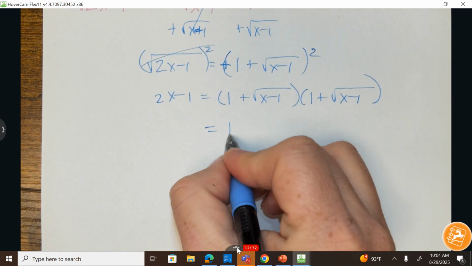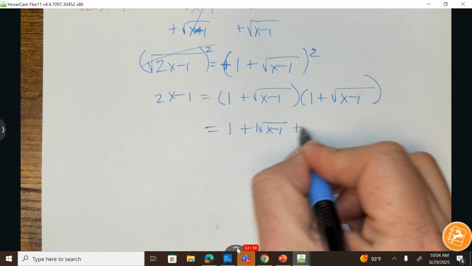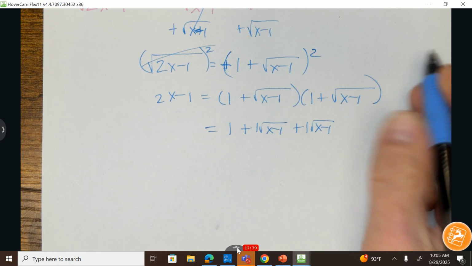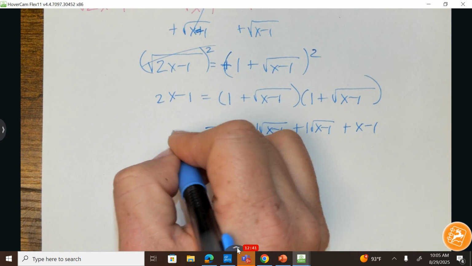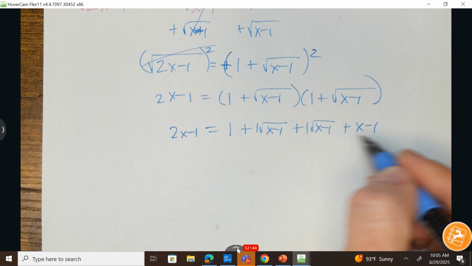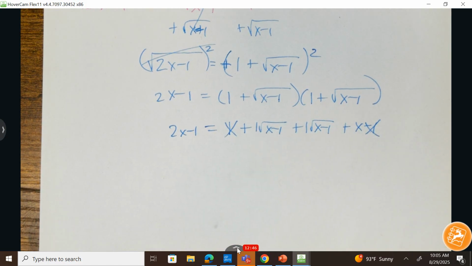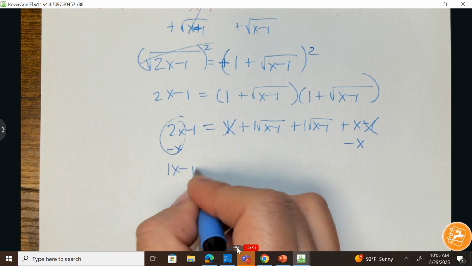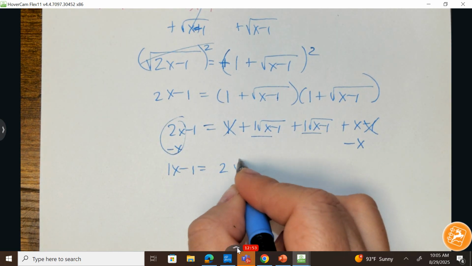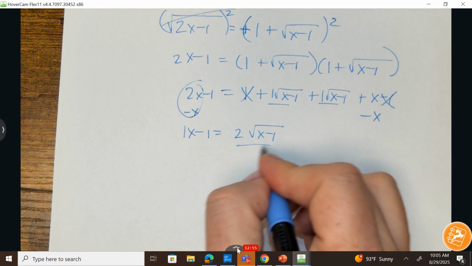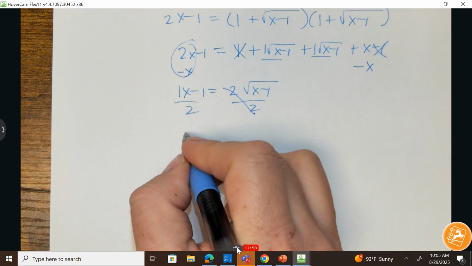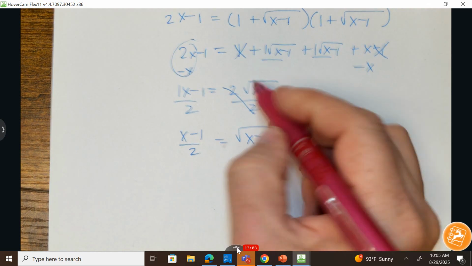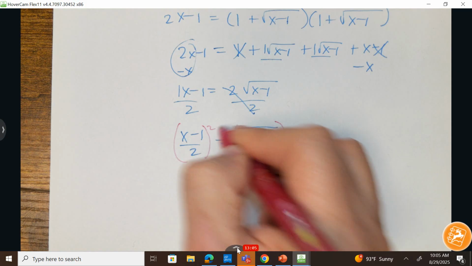Foiling the right-hand side, front, outside, inside. And remember, when you take the square root of x minus 1 times itself, you're left with just x minus 1. Now, positive 1 and negative 1 cancel out, and let's move this x to the opposite side. I have 2 groups of the same thing, and then let's divide by 2. So x minus 1 divided by 2 equals the square root of x minus 1. I'm going to square both sides.